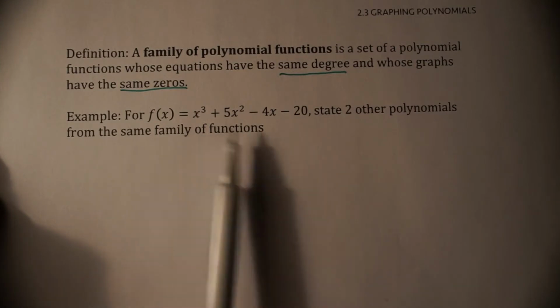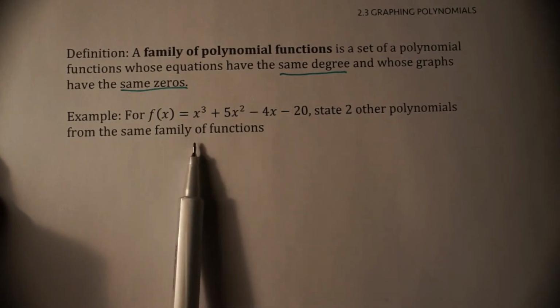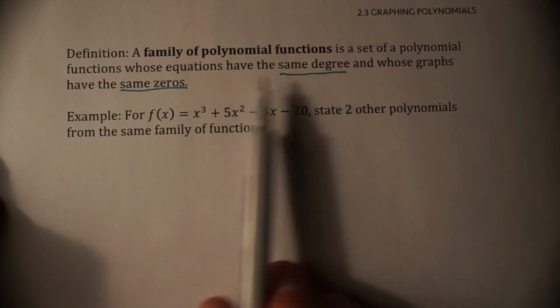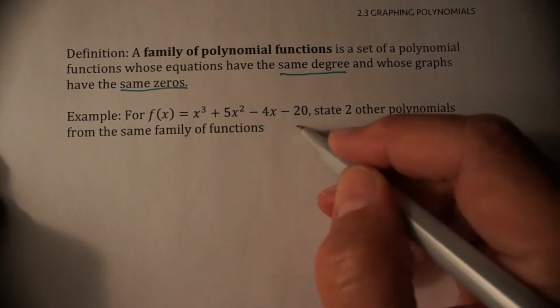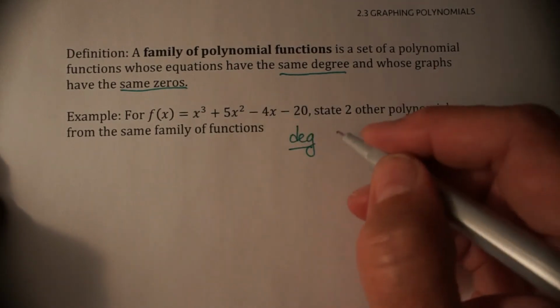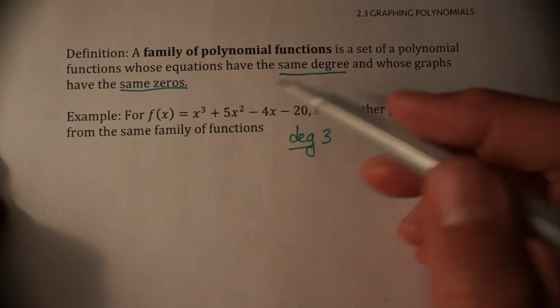In order to find out if another polynomial is going to be of the same family, we have to know what the degree and the zeros of this function are. Well, I can tell easily that the degree of this function is 3. But I need to know the zeros. So how can I find the zeros?